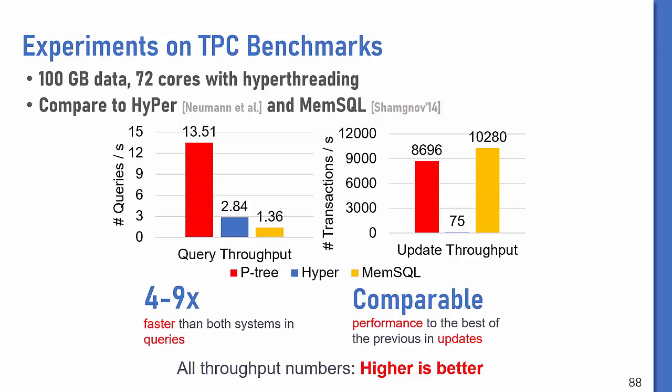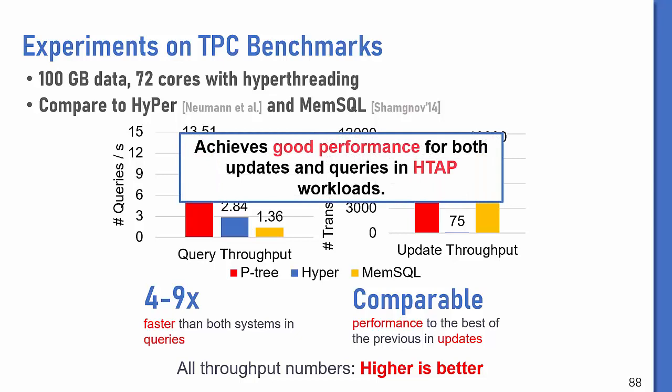The analytical queries and transactional updates are performed at the same time. We compare with two existing in-memory database systems, Hyper and MemSQL. For queries, P-tree is at least 4 times faster than the best of the two. And for updates, we're slightly slower than MemSQL, but still comparable. This shows that our implementation achieves good performance for both updates and queries in an H-type workload.